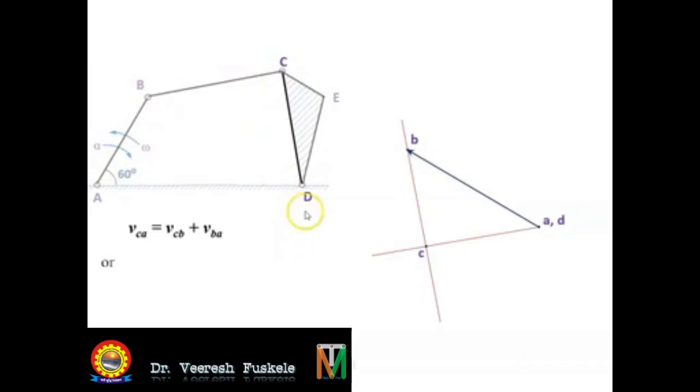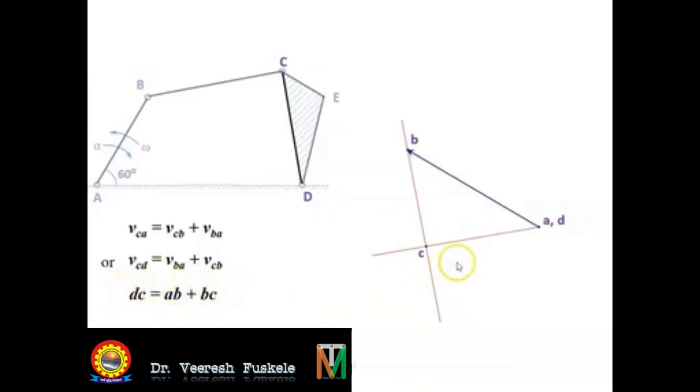Similarly, velocity of C relative to D can also be written as velocity of link CD, that is VCD, will be equal to the velocity of link AB plus velocity of link BC, because as AB will be moving, accordingly BC will be moving, and then accordingly CD will be moving. So velocity of CD will be equal to velocity of AB plus BC. So VCD is equal to VBA plus VCB. So in the vector notation, we can write as vector CD will be equal to vector AB plus vector BC.